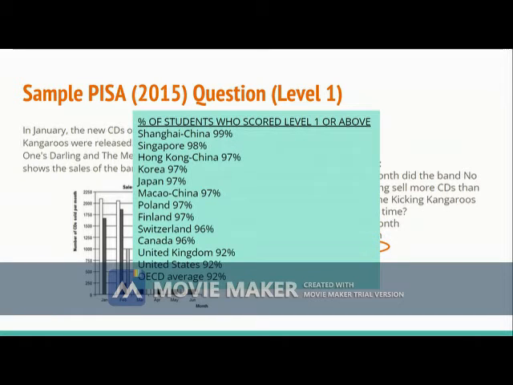And the OECD average, which is basically the average of all the test takers throughout the world, is 92%.